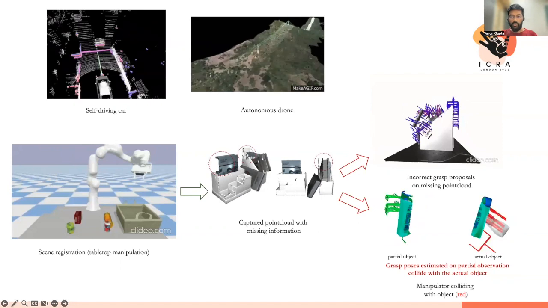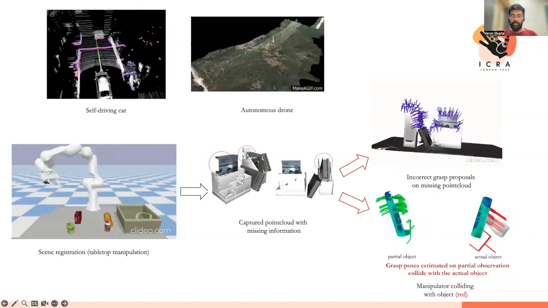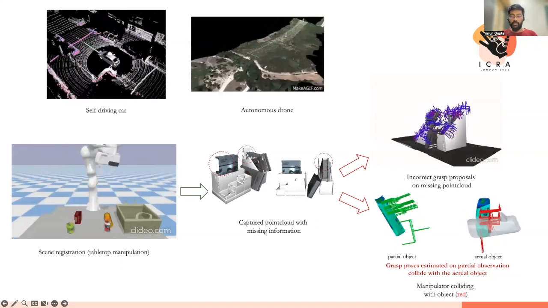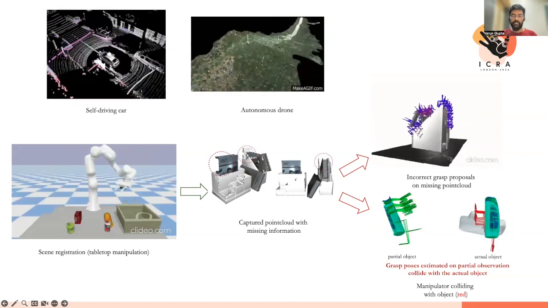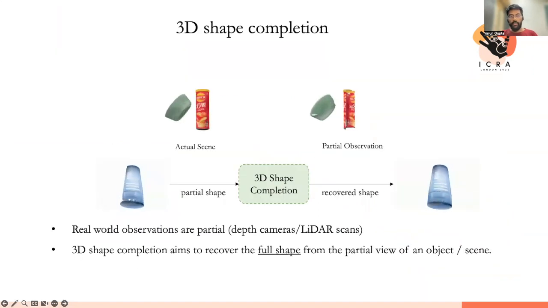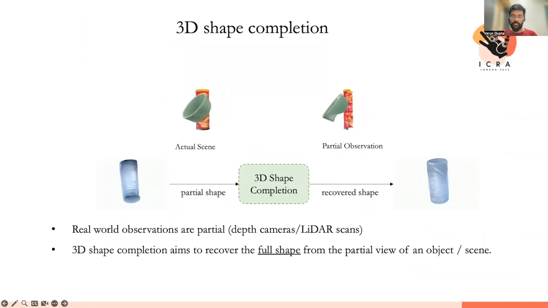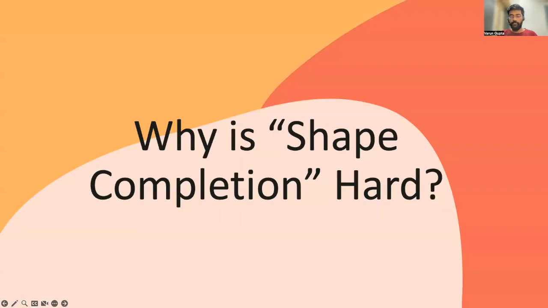Consider a robotic arm performing tabletop manipulation. It first captures the scene from multiple viewpoints. An incomplete point cloud would lead to grasp proposals being assigned incorrectly, which would cause the manipulator to collide with the actual objects on the table. In this work, we consider the task of completing the shape of the partial point clouds in their arbitrary poses to improve the task of grasping.